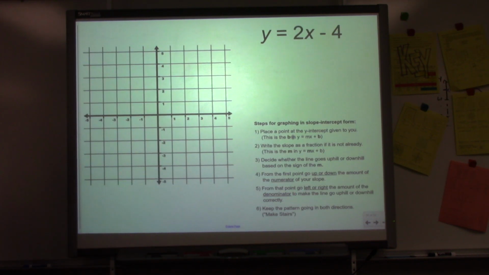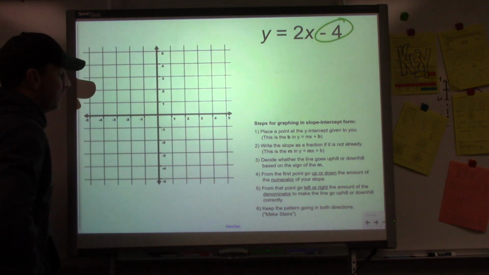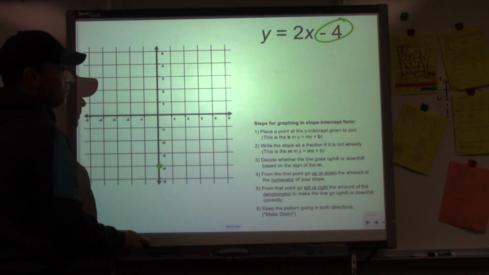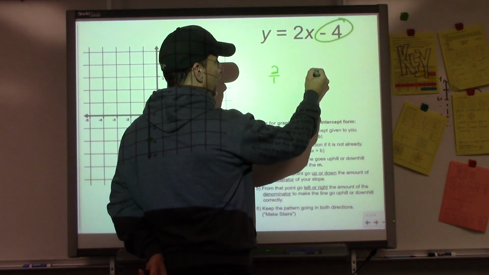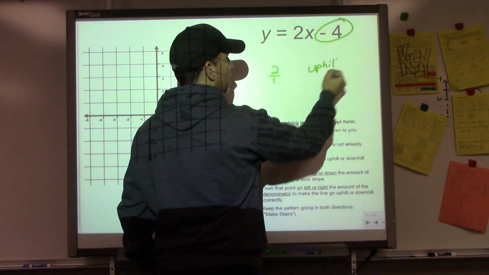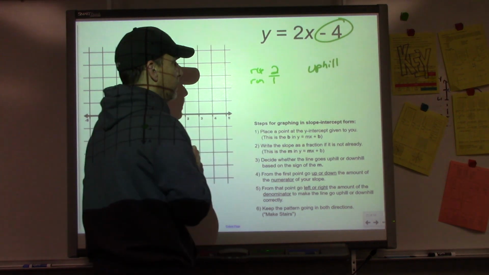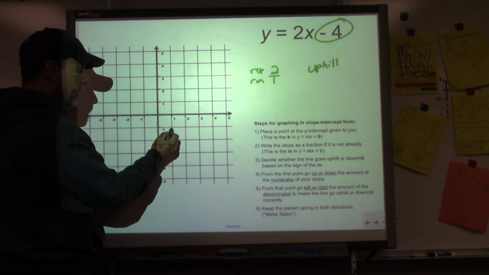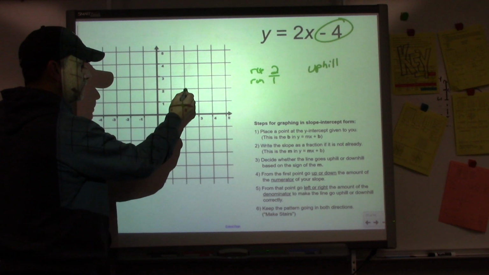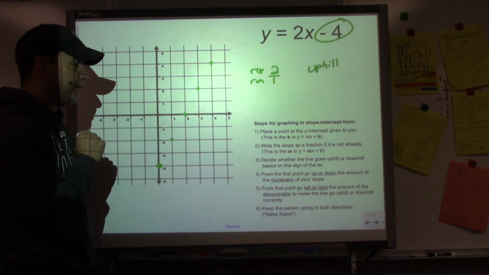Okay, next one. We have y equals 2x minus 4. First dot goes at the y-intercept. That's -4 right there. Write our slope as a fraction, 2 over 1. We know that since it's positive, we are going uphill. We have a rise, we have a run. So we need to rise 2, run 1, rise 2, run 1, rise 2, run 1. Hope I didn't get that song stuck in your head.